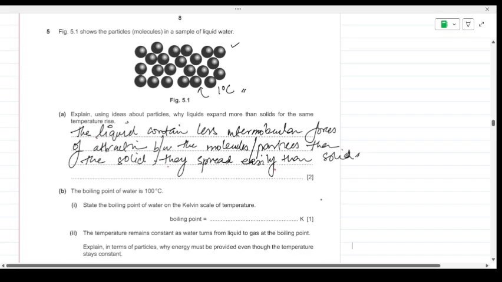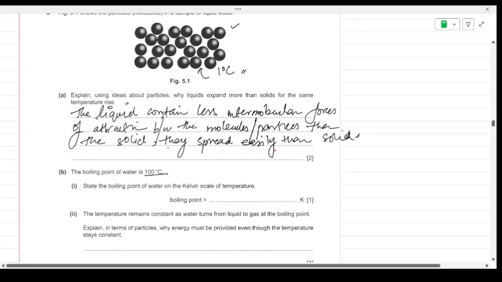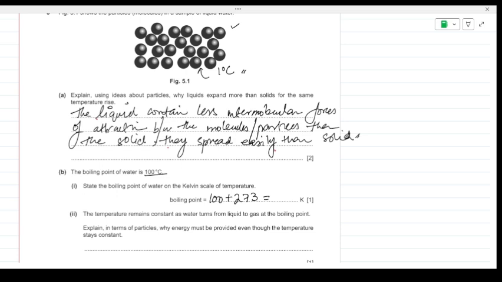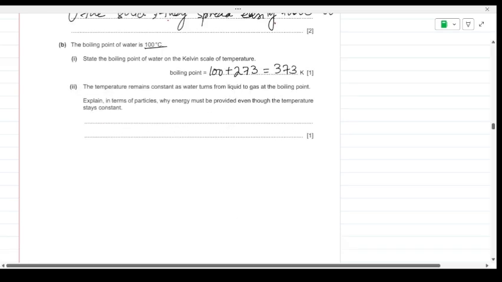The boiling point of water is 100 degrees Celsius, as we know. State the boiling point of water in Kelvin temperature, so we have to convert degrees Celsius into Kelvin. So we add 273 to it, and we have 373 Kelvin. Moving on to the next part: the temperature remains constant as the water turns from liquid to gas at the boiling point. So we know that the temperature will remain constant as the state of matter changes, from liquid to gas at the boiling point.